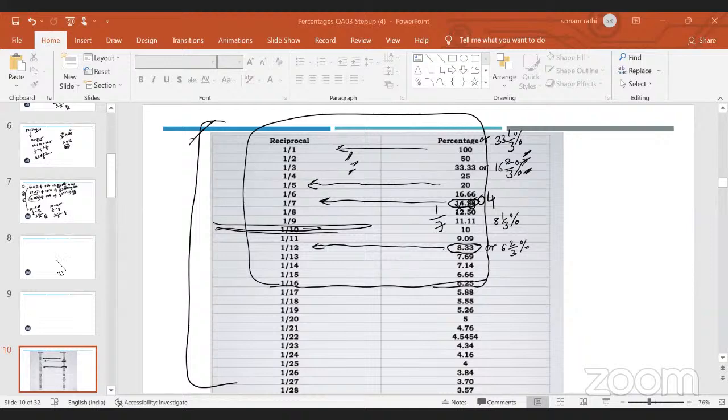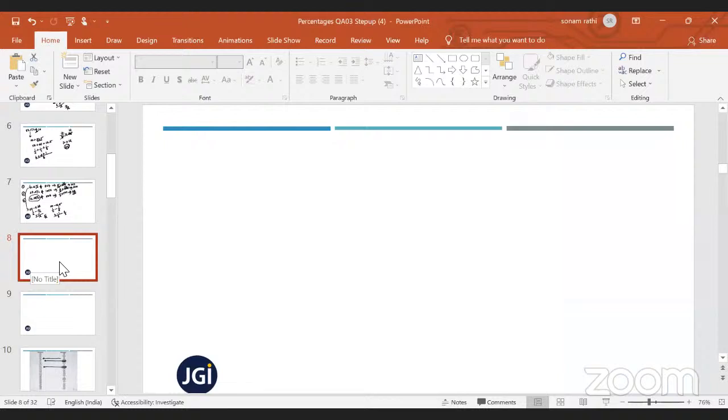Okay, so we learned how to calculate percentage. What if I ask you to find 22% of 4800? One way of doing it is directly: 22 upon 100 into 4800. The 00 cancelled, 22 into 48. Correct? This is one way of solving it.